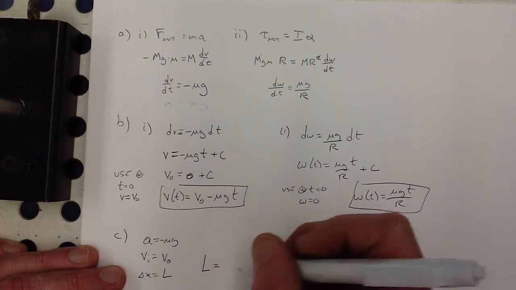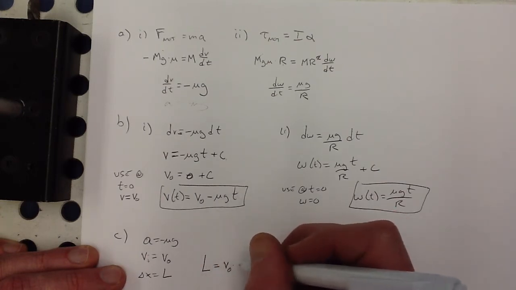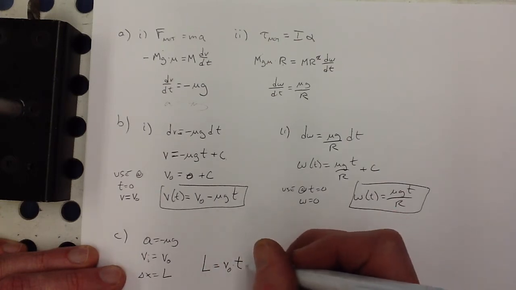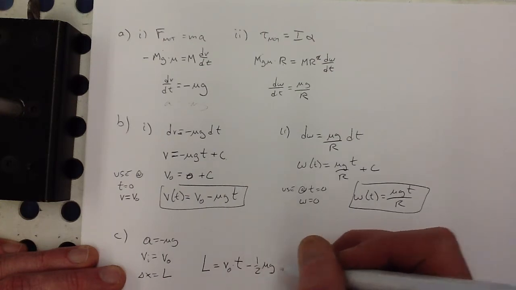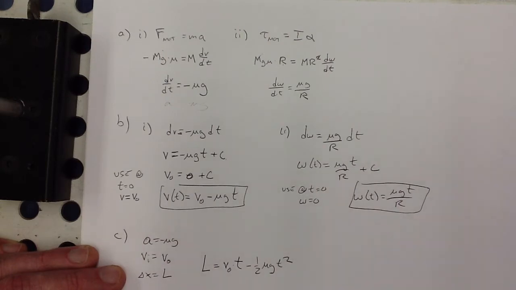L is equal to initial velocity times time plus 1/2 a t squared, right? So that's the equation. Delta x is equal to initial velocity times time plus 1/2 at squared. So let's see if we can solve that for t now.